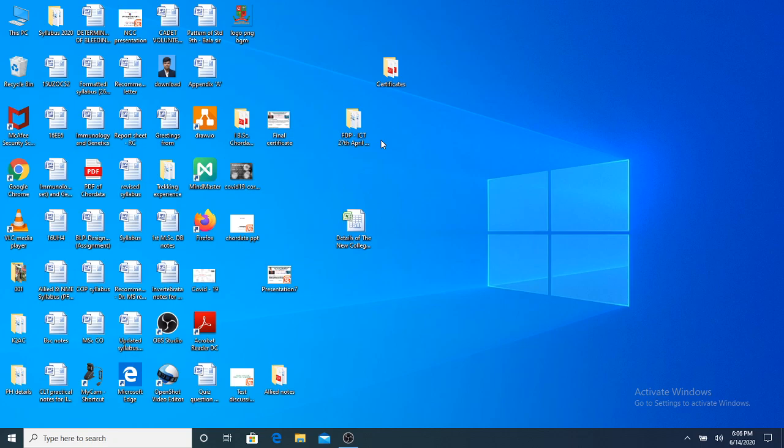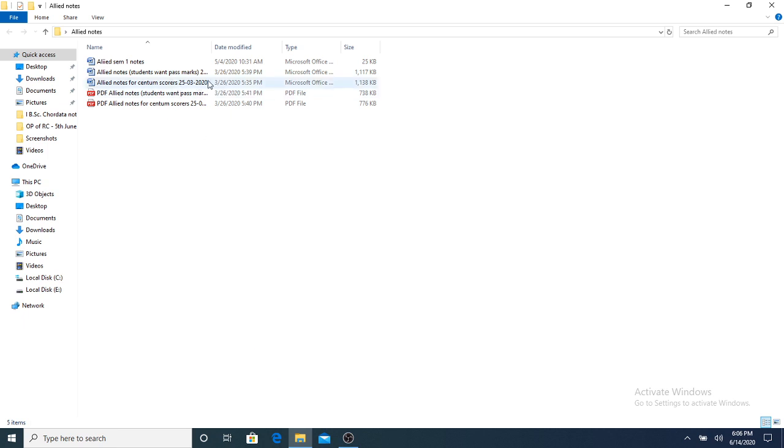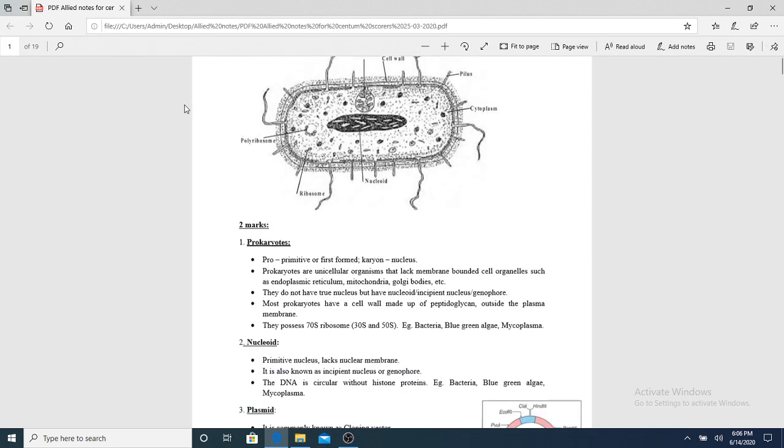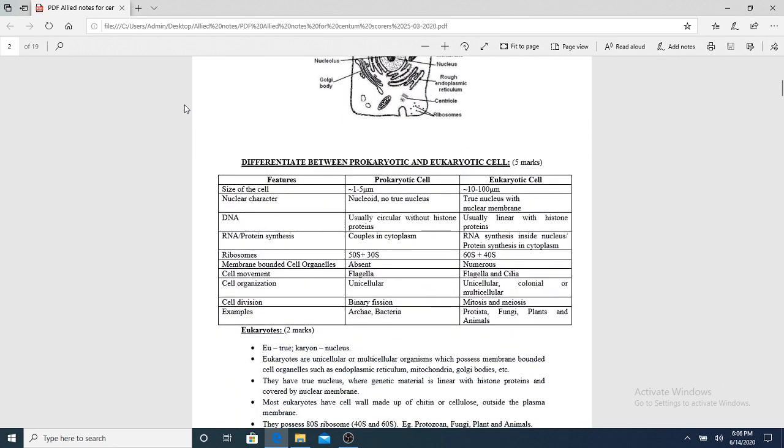So we are going to discuss a topic that is very common here, that is the difference between prokaryotic and eukaryotic cells. Let us go into detail about what a prokaryotic cell is and what a eukaryotic cell is. When we browse through cell biology, these details come up. So now let us discuss the difference between prokaryotic and eukaryotic.